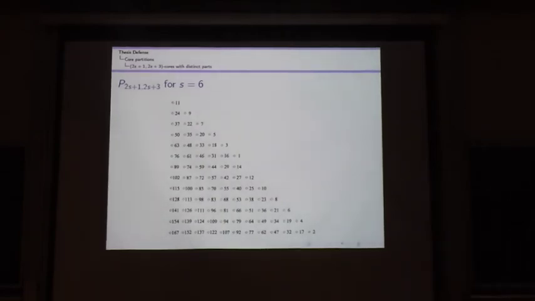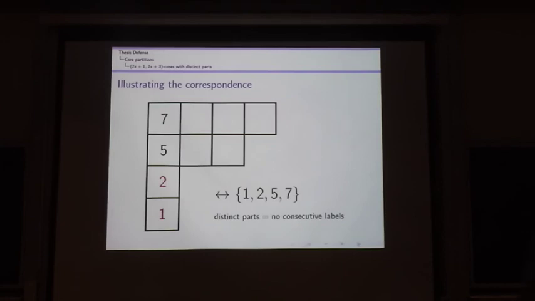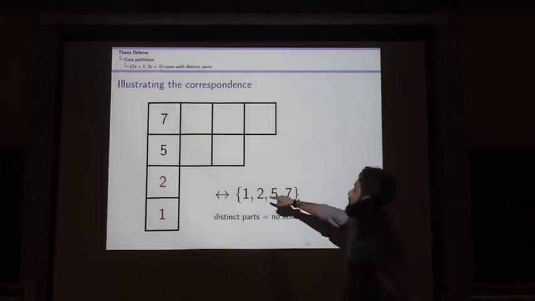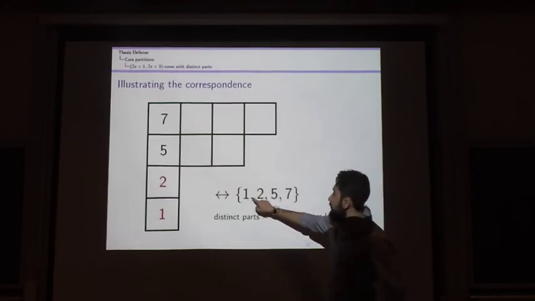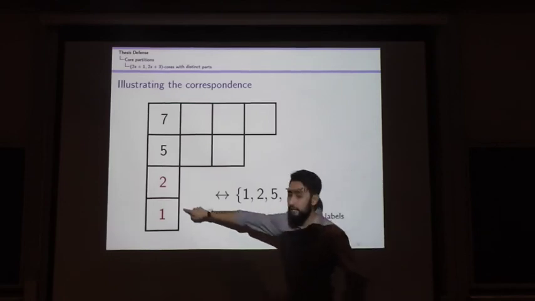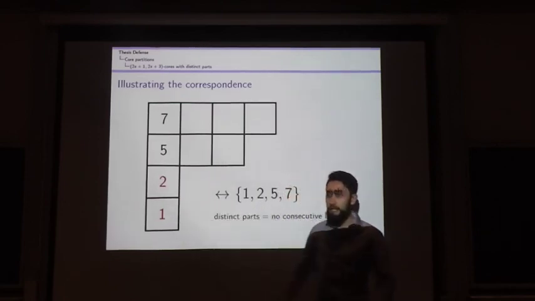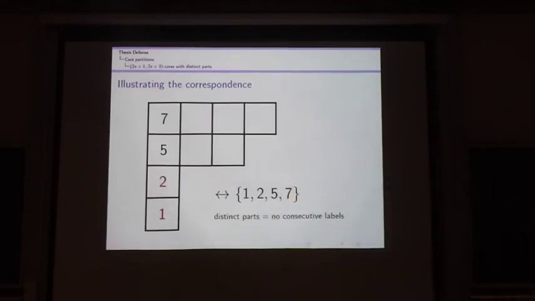Oh, and also let me go back. Because we want distinct parts, another restriction is we want the labels in the order ideal to be non-consecutive. Because under this bijection, if you have consecutive labels, then you're going to get a repeated part. So that's another restriction on our order ideals.